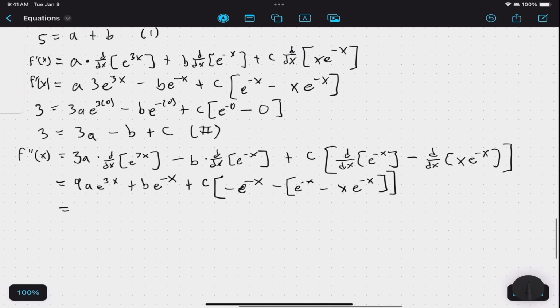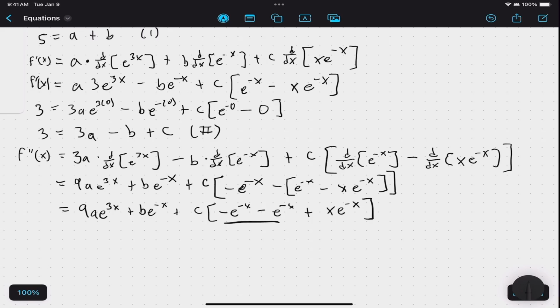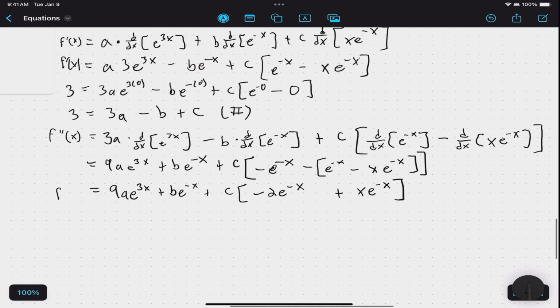And we can simplify this a little bit. If we distribute this negative, we get negative e to the negative x plus x e to the negative x. And we can add these two, which becomes negative 2e to the negative x. Okay, and now this is the second derivative.